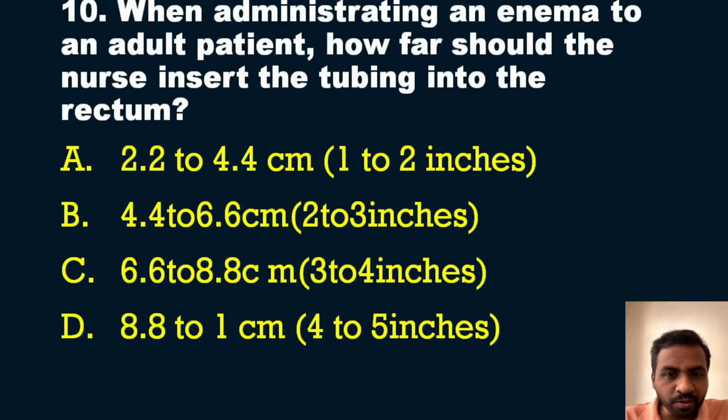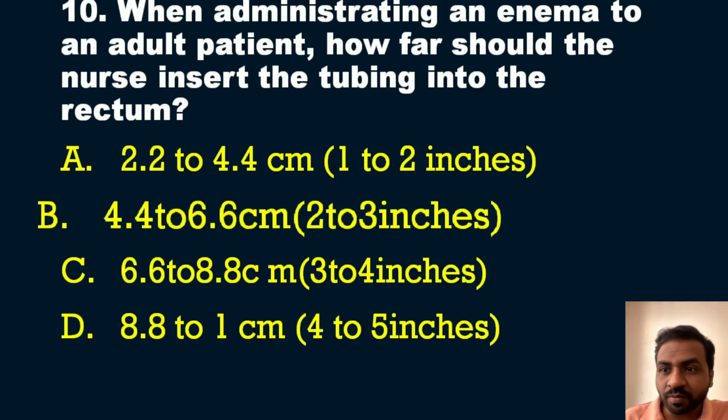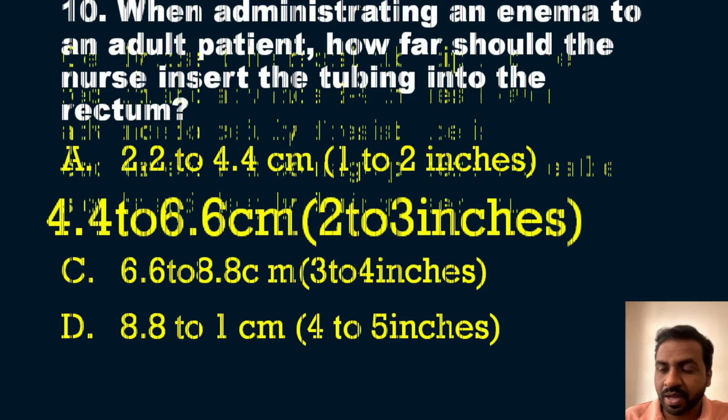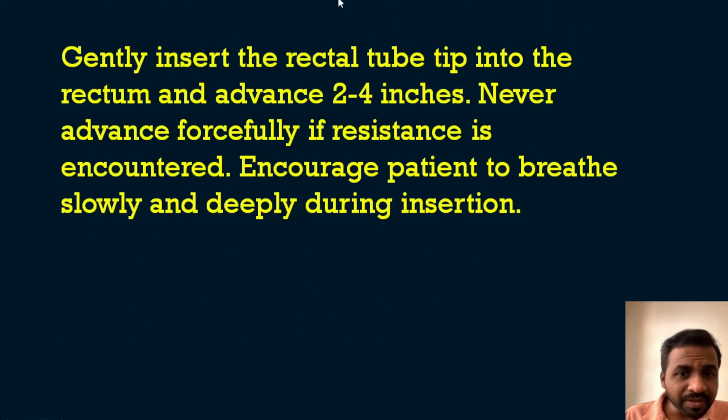1 to 2 inches, 2 to 3 inches, 3 to 4 inches, or 4 to 5 inches. So the answer is obviously option number B, that is 4.4 to 6.6 centimeters or 2 to 3 inches. Okay, so we know that we have to gently insert the rectal tube tip into the rectum and advance it 2 to 4 inches, and never advance forcefully if any resistance is encountered.